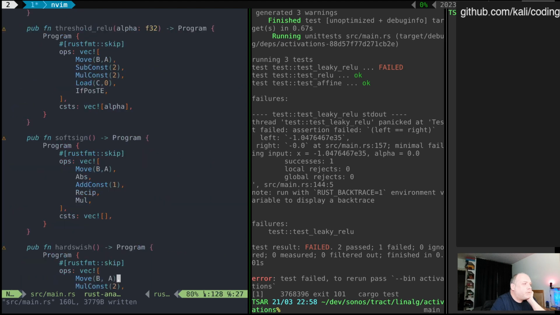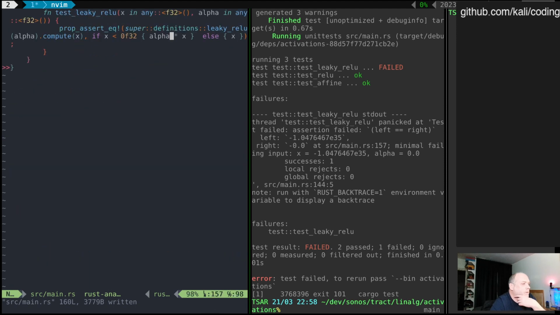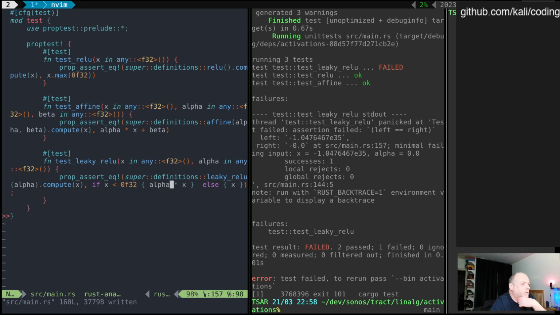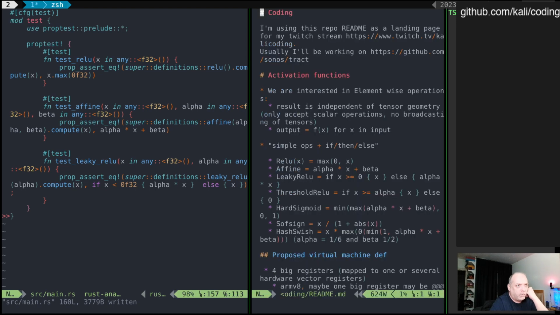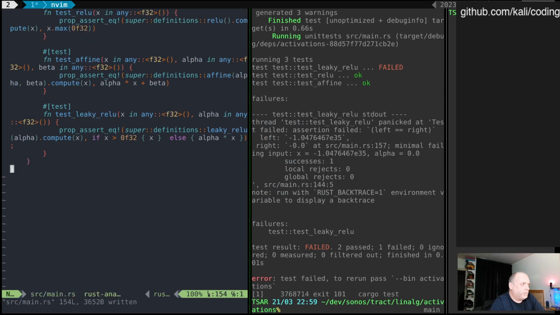What did I do? Let me check first the reference implementation. I did alpha x else x, comparing with my notes from before. Leaky: if x positive, alpha x else x. So it's the other way around, but that's not our problem. I'm going to fix it there to be consistent, but that's probably not what's wrong here. Checking again. Okay, still wrong. Not a big surprise.